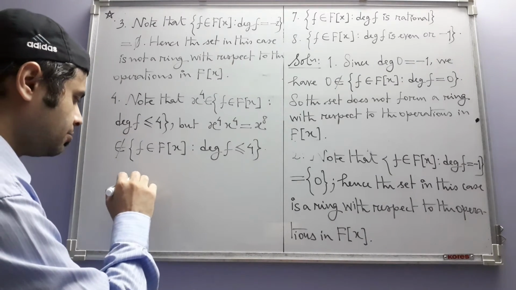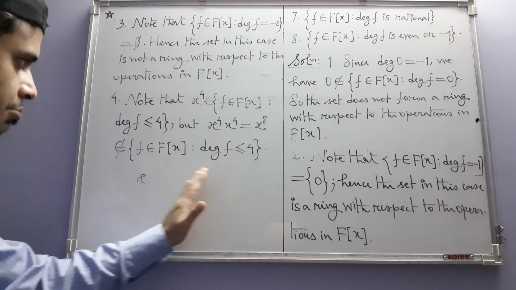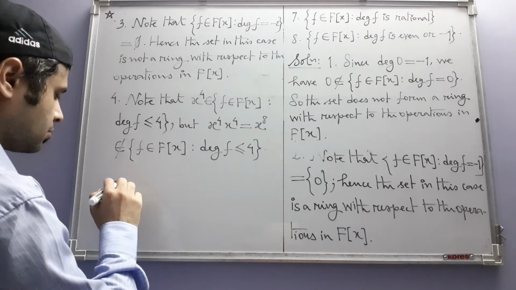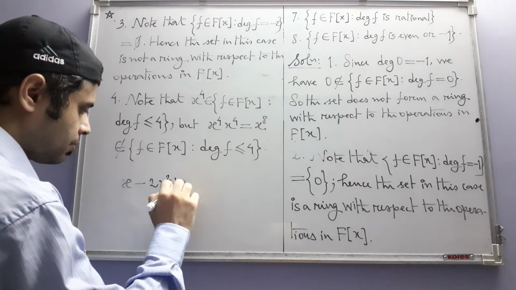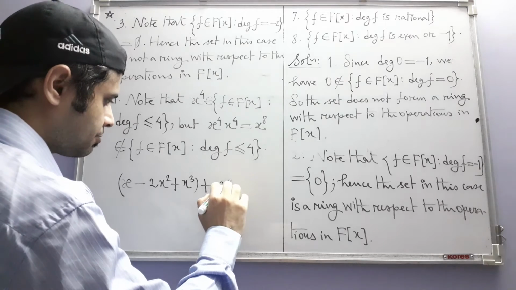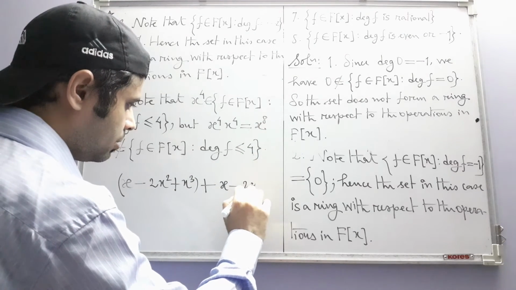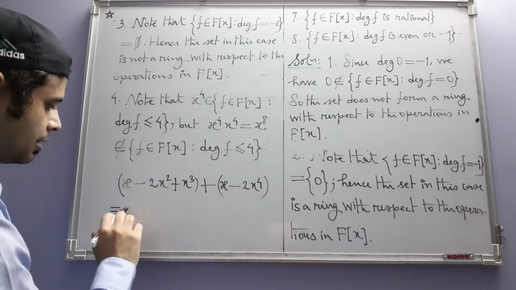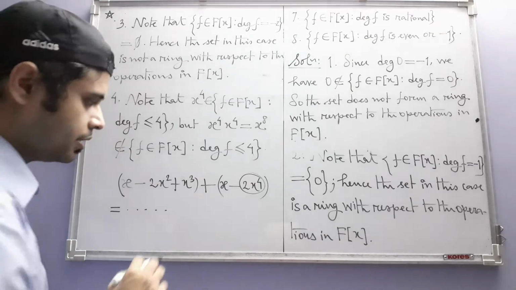Now if you take two polynomials, any two polynomials, each of degree less than or equal to 4, then their sum will also have degree less than or equal to 4. For example, you can take one polynomial, x minus 2x square plus x cube, and another polynomial, x minus 2x to the power 4, and take their sum. Whatever terms come here, you will always have a term with the highest degree.